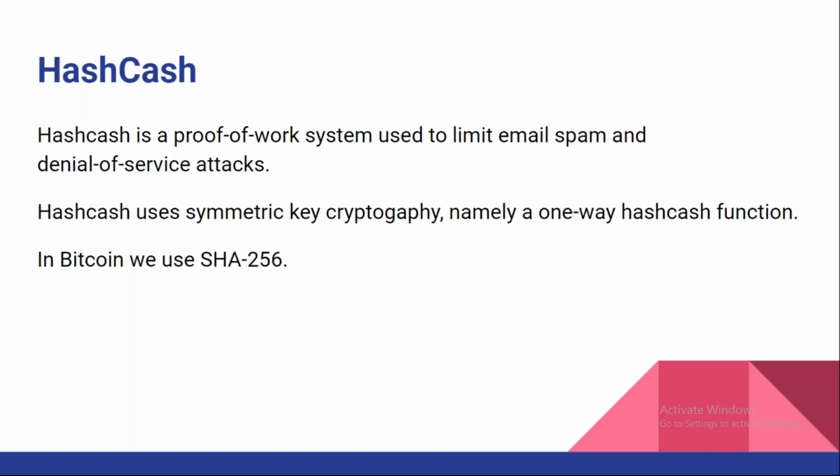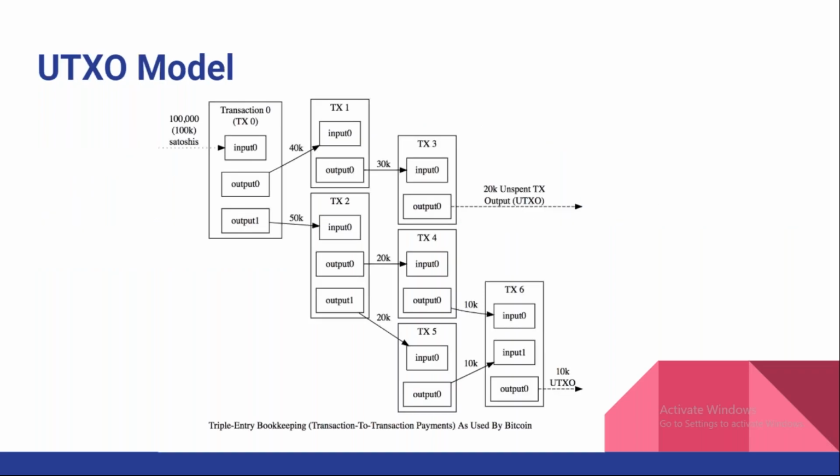Okay, the Hashcash algorithm. And next is the transaction mechanism. What is the transaction mechanism in Bitcoin? In Bitcoin, we use the UTXO model. UTXO is nothing but unspent transaction output.